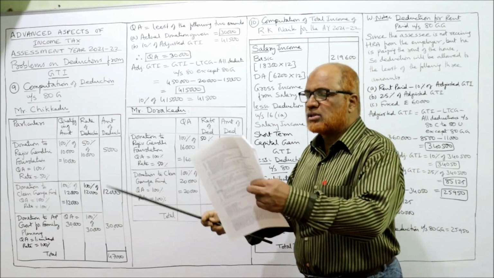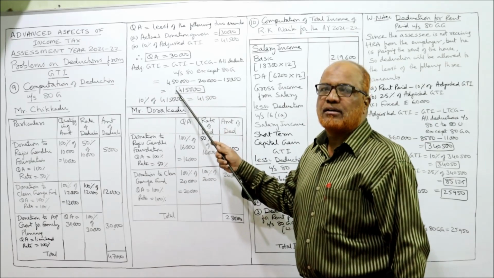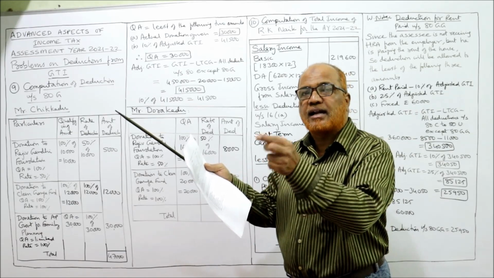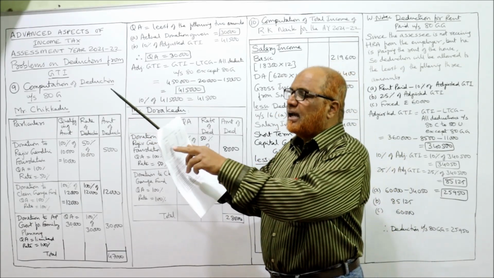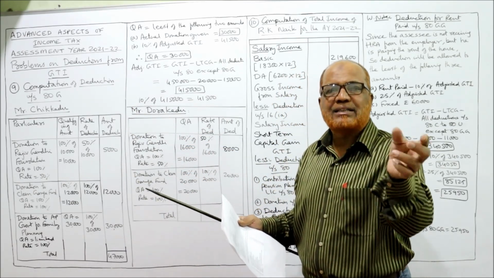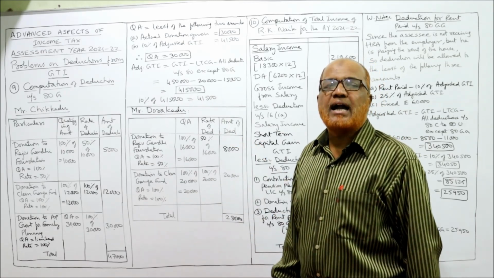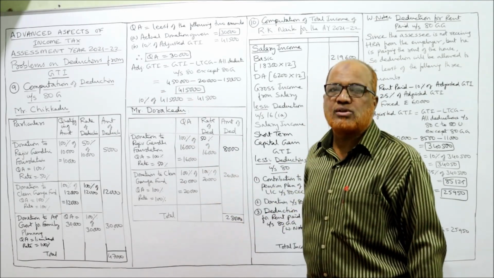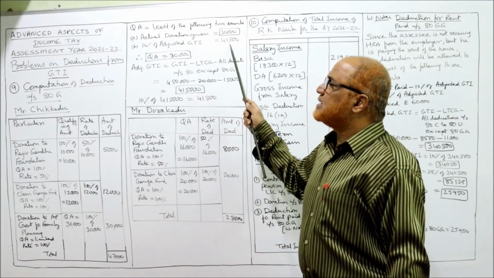So 4,50,000 rupees is the gross total income given in the problem. 4,50,000 is the GTI; LTCG is not there. But deductions are there under Chapter 80 except 80G. What are the other deductions? 80C 20,000, 80D 15,000. So deduct 20,000 and 15,000. So 4,15,000 rupees is the adjusted GTI. Now we calculate 10% of 4,15,000: 41,500. 41,500 is the 10% of adjusted GTI.